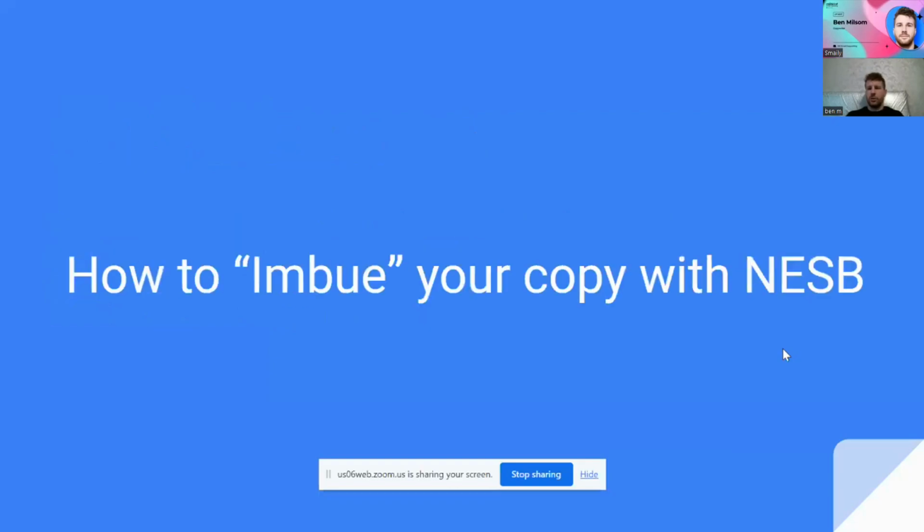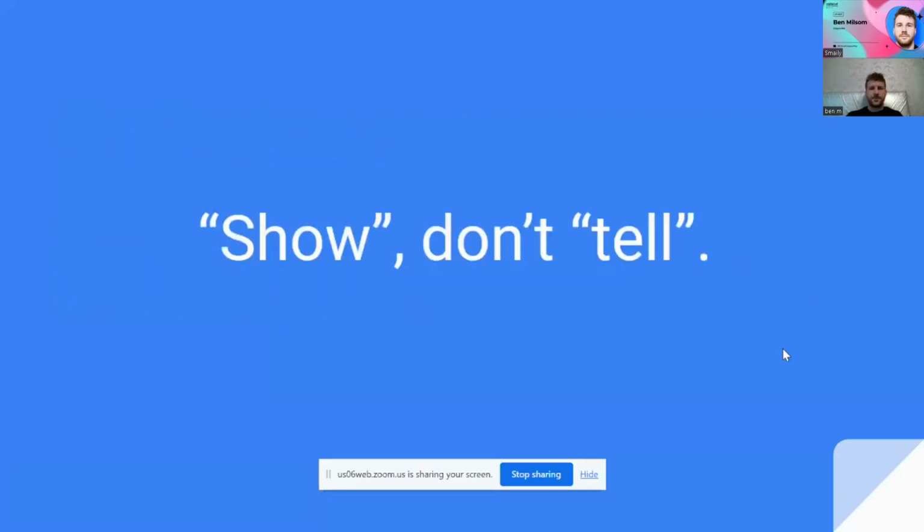So here's how to imbue your copy with NESB. Show, don't tell. I always write inside the Discord channel, I write on people's work, show me, don't tell me. People will often write, this opportunity is really new, or this opportunity is really big, or this is really amazing. They'll just use some sort of synonym for these words. And rather than telling me that the opportunity is new, you need to show me.